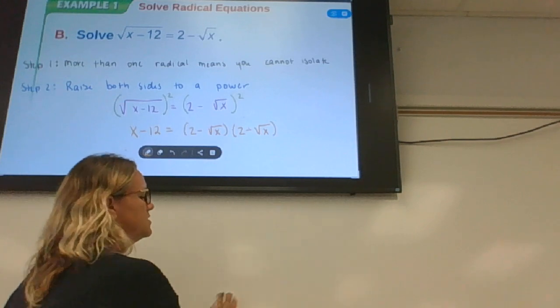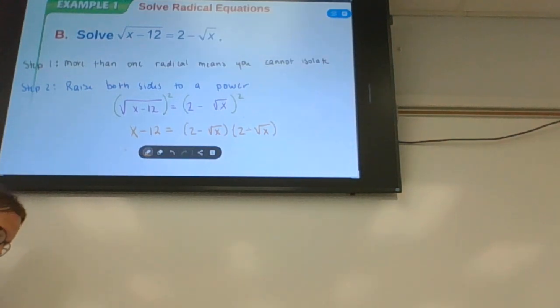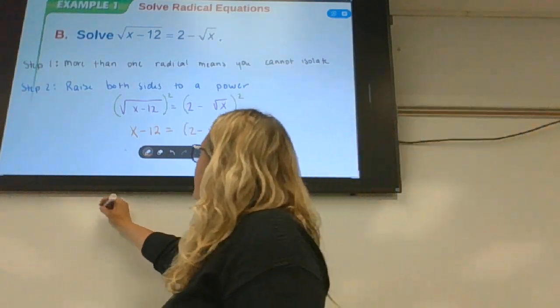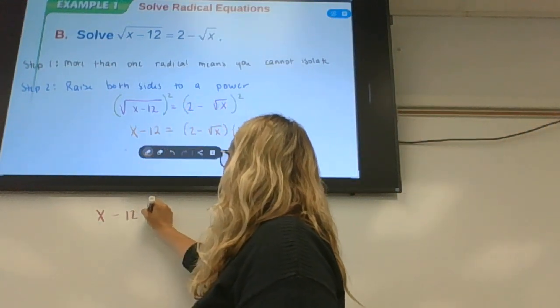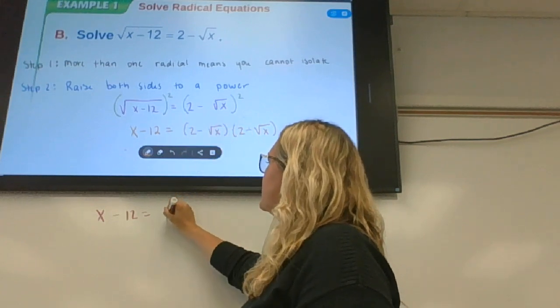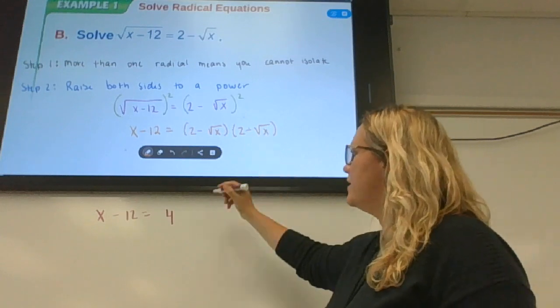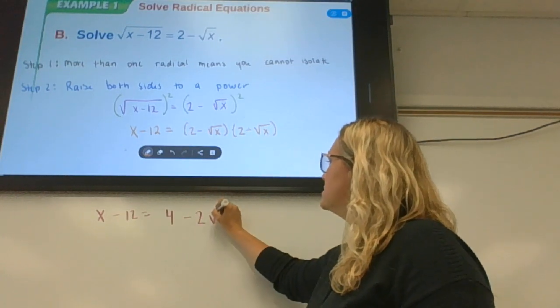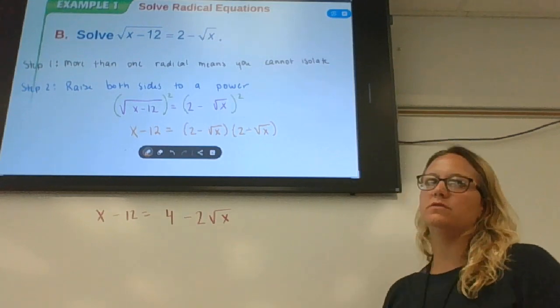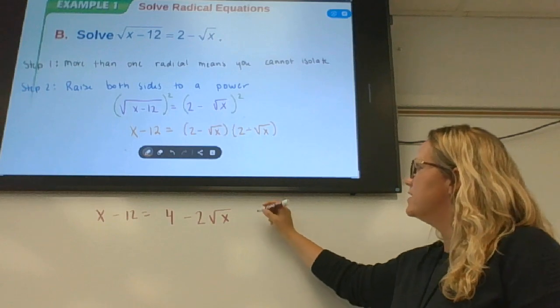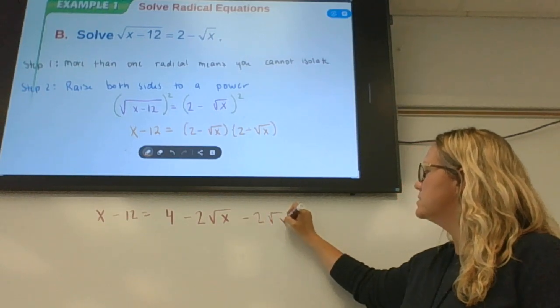This problem takes like 8 more steps. This is a really long problem. So 2 times 2 is 4. 2 times the negative square root of x will be negative 2 square root x. Negative square root x times 2, same thing.